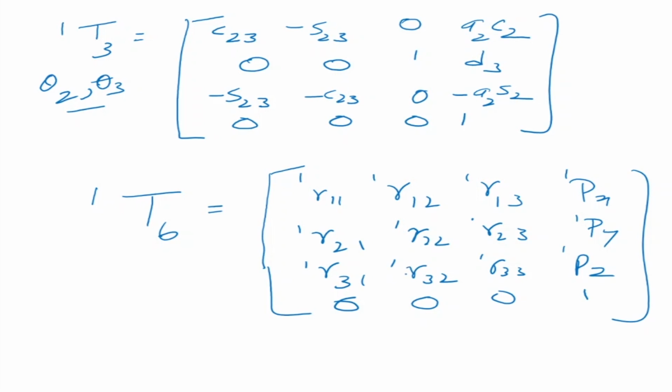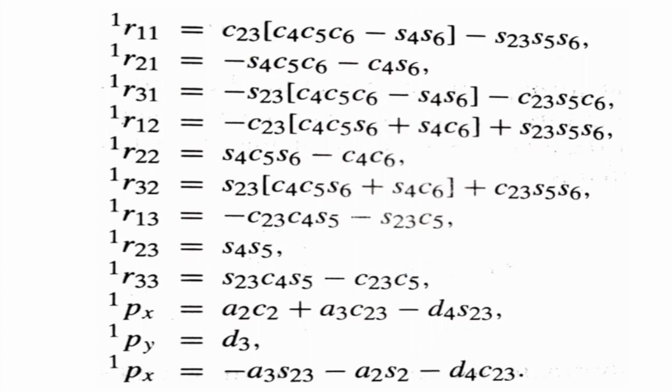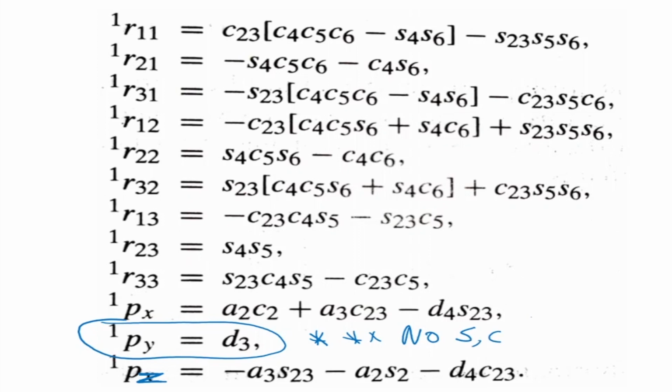Now each of these terms, if you see, they appear like this. R11 is equal to cos 2, 3, cos 4, cos 5, cos 6 minus sine 4, sine 6 minus sine 2, 3, sine 5, sine 6. And you can observe that all the terms have sine and cos except this term. This is PZ here. So basically what we are seeing is that all the terms contain sine and cos, and there is only one term that does not contain them. So there is no sine or cos here. So this is something to note.